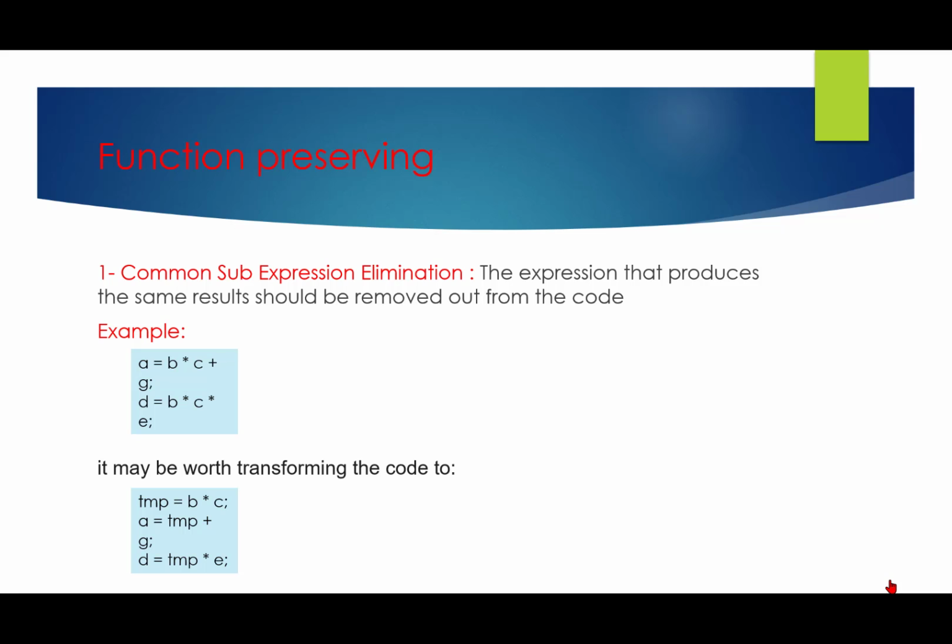For example, A equal B star C plus G, D equal B star C star E. It may be worth transforming the code to use an identifier. We named it TMP, a shortcut for temp. TMP equal B star C, A equal temp star C plus G, D equal temp star E.